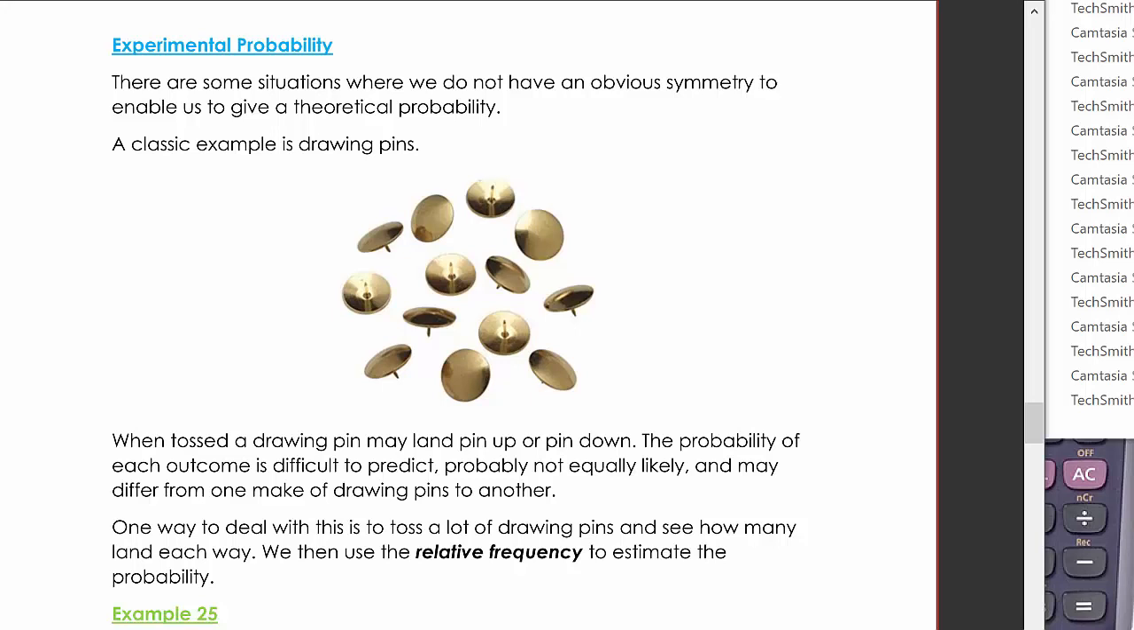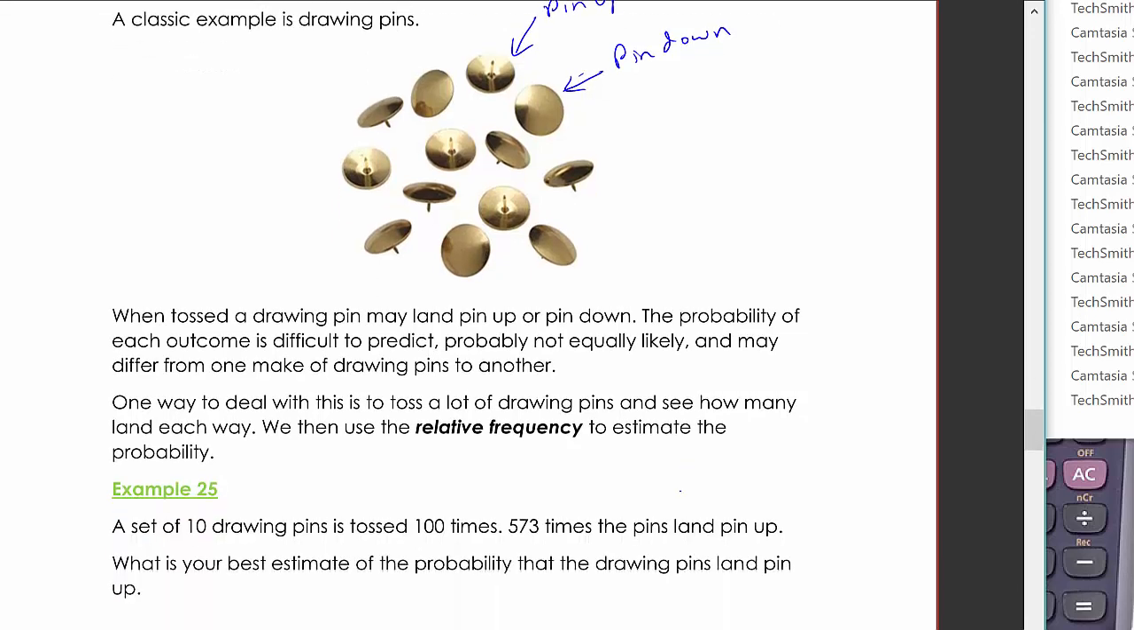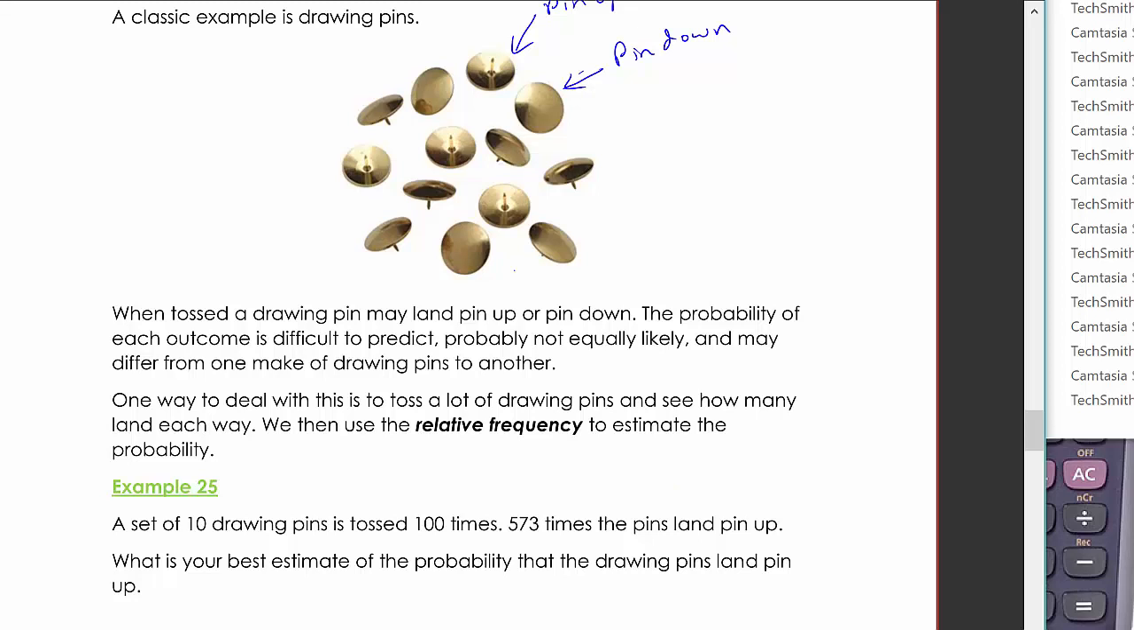There are some situations where we do not have an obvious symmetry to enable us to give a theoretical probability. Classic example is drawing pins. We've got some drawing pins here, and we can see some of them have landed pin down, and some of them have landed what we call pin up. When tossed, a drawing pin may land in one of those two positions, pin up or pin down.